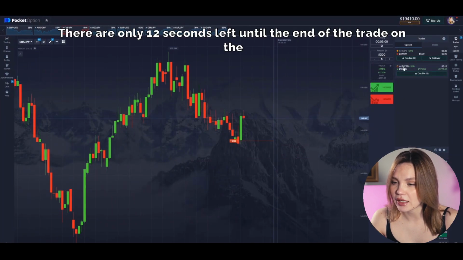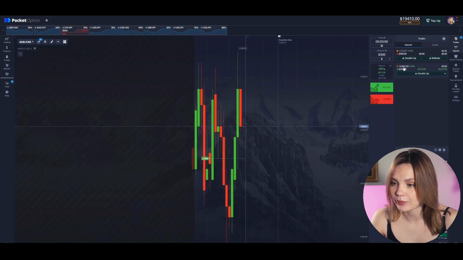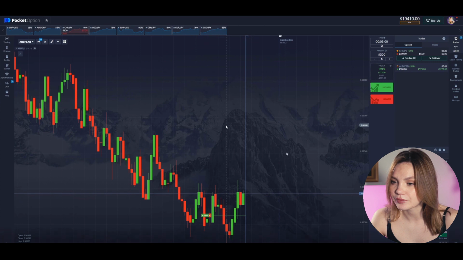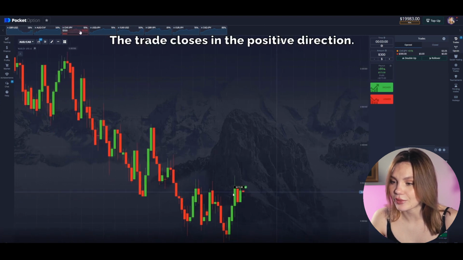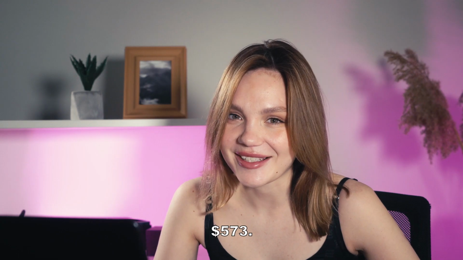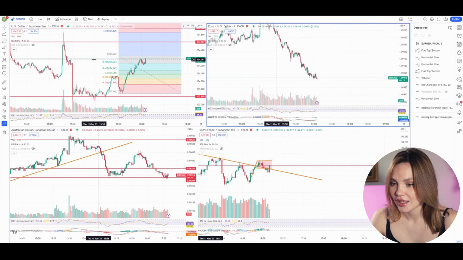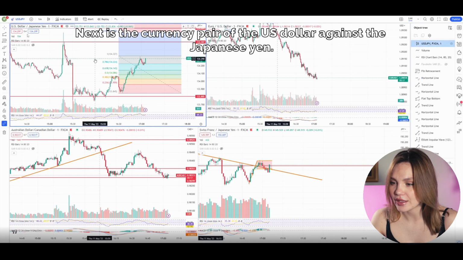There are only 12 seconds left until the end of the trade on the AUD CAD currency pair. Let's open it. The trade is closing. The trade closes in the positive direction, $573.